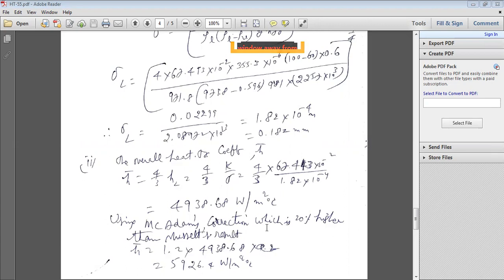So using McAdams correction, which is 20% higher than Nusselt's result, h bar is equal to 1.2 times h bar into surface area. For directly, first calculate h bar. So 1.2 times of this h bar value 4938.68, then h bar by using McAdams correction is 5926.4. Or otherwise, you can directly take this 1.2 in the heat transfer calculation.